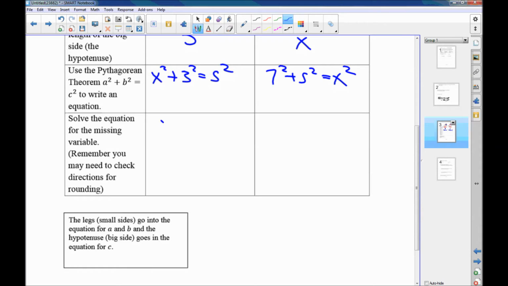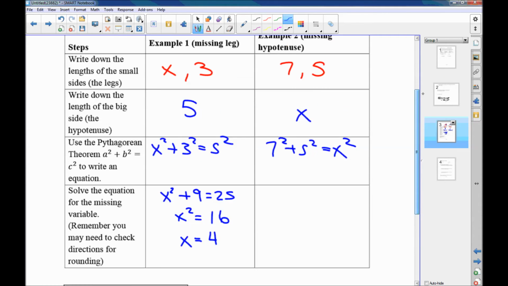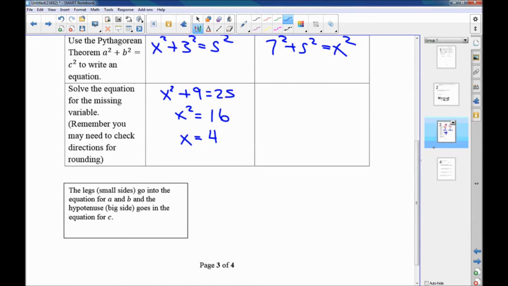So we have x squared plus 9 equals 25. Then we subtract 9 from both sides, and 25 minus 9 makes 16. And then we can square root both sides, and the square root of this is plus or minus 4, but we ignore the negative here because we're finding the length. So the length of this side was 4, and it was millimeters. So 4 millimeters.